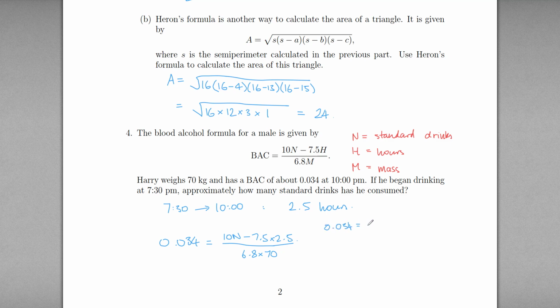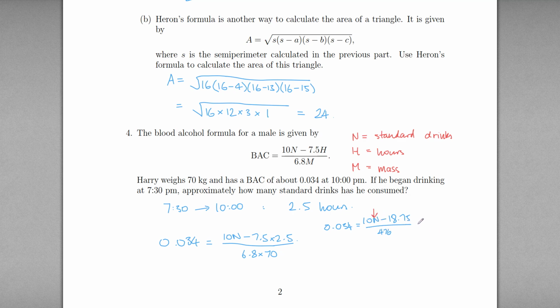So I'll write here that 0.034 is equal to 10n minus, I'll do 7.5 times 2.5, it's 18.75, over 6.8 times 70, which is 476. Okay. So now I can solve this equation. I'm trying to solve for the n. I'm trying to work out this guy.